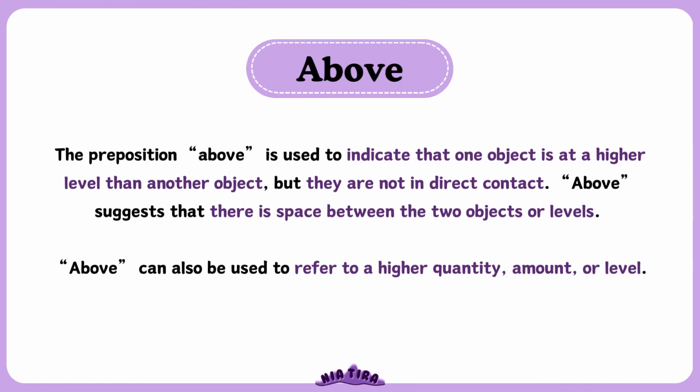The preposition above is used to indicate that one object is at a higher level than another object, but they are not in direct contact. Above suggests that there is space between the two objects or levels. Above can also be used to refer to a higher quantity, amount, or level.